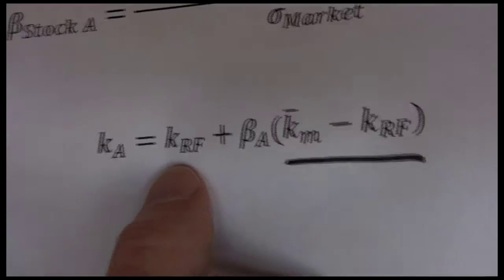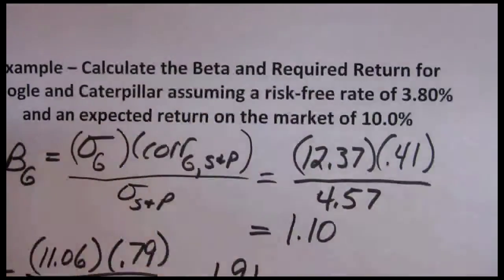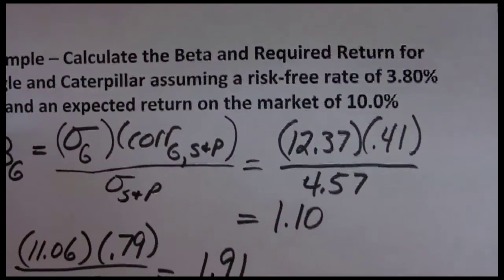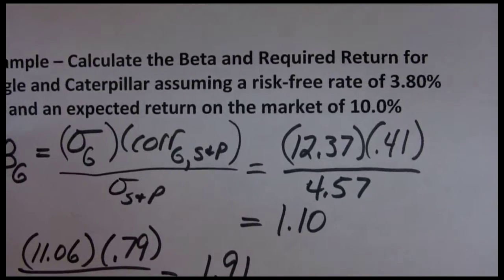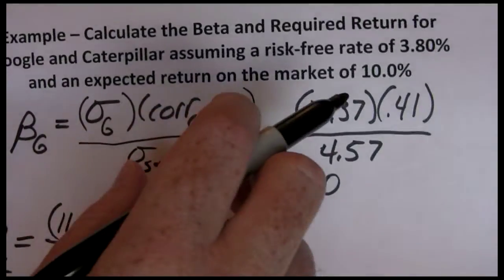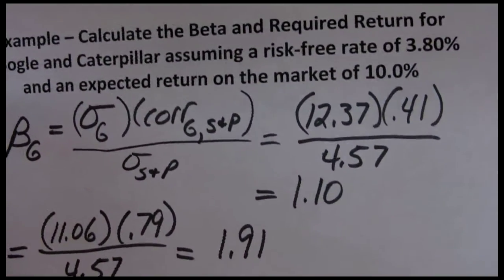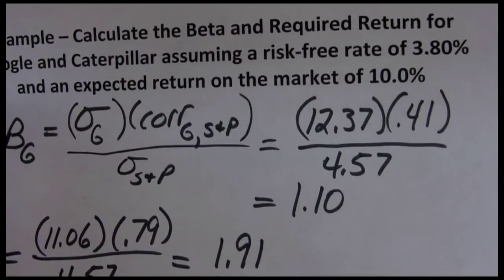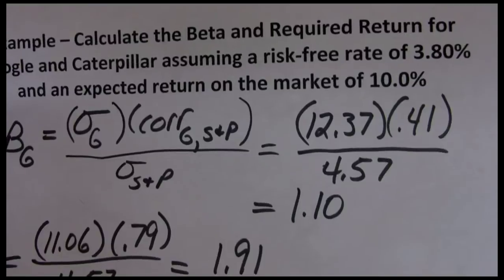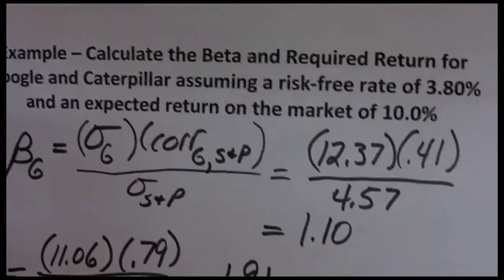So the first thing we need is the risk-free rate. And in our example, we assumed a risk-free rate of 3.8%. That was the 10-year Treasury note yield at the time I recorded this video. And our expected return on the market was 10%, which is just an estimate that I used. Historically, stocks have earned about a 9 to 11% rate of return, and so I just used a 10%, kind of split the difference rate of return for the market in our example.